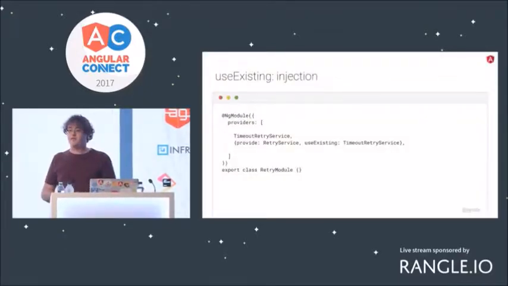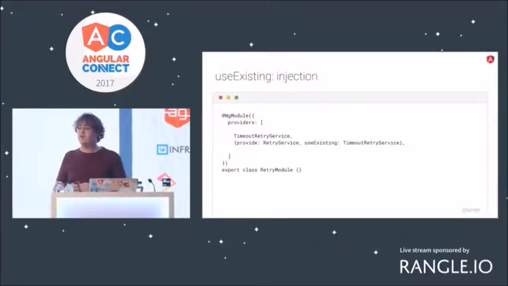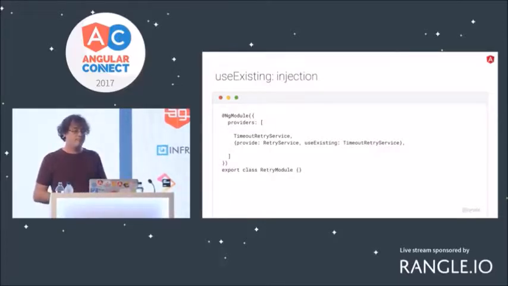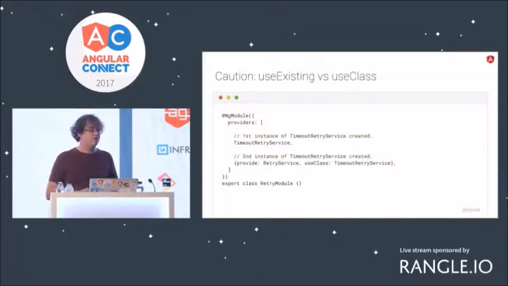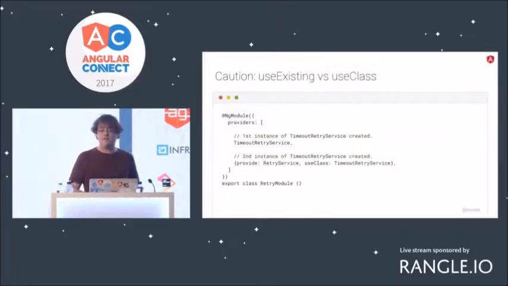Another way to configure a provider that I actually don't see used that often is to specify that it should have the same value as another existing token, right? And so to do that, you say provide something use existing. And there's something you should actually be careful about with this and use class, because the two can look very similar, but they have a major difference in behavior.